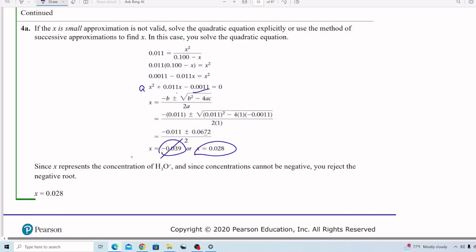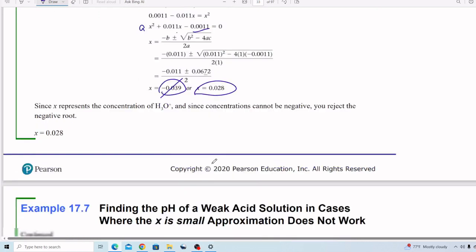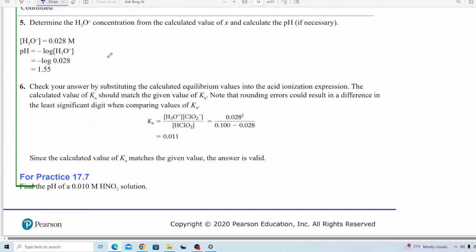Since we can't have negative concentrations, that means our hydronium ion concentration was equal to X, which was equal to 0.028. So we're not done yet. We have to use that to calculate our pH. If X was equal to the hydronium ion concentration, which is equal to 0.028, then our pH is the negative log of that, which gives us the negative log of 0.028, which is 1.55. So our pH of this solution is 1.55.